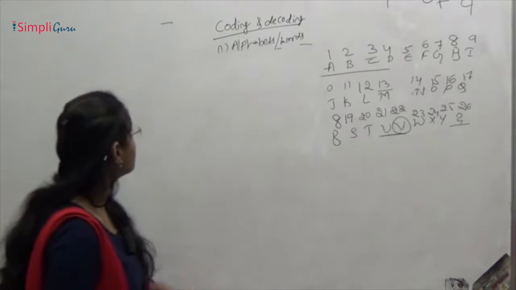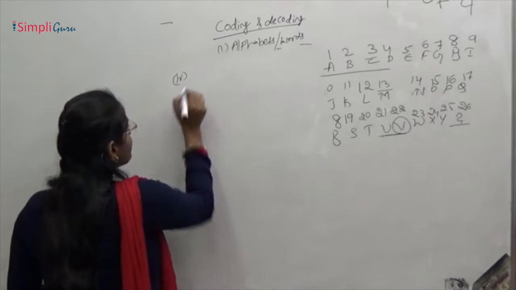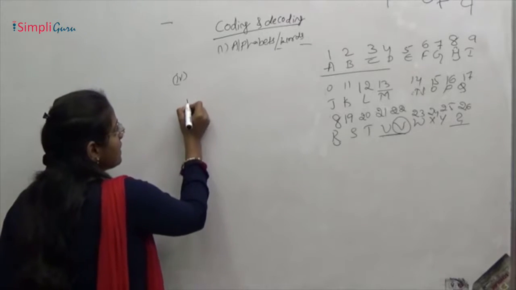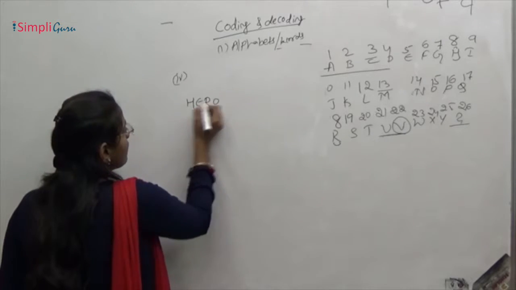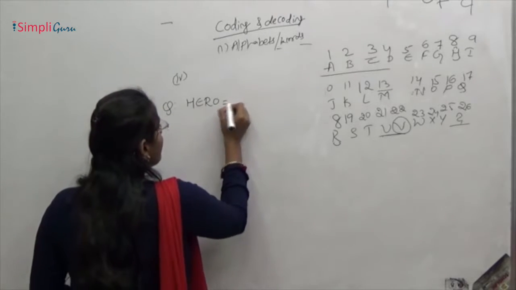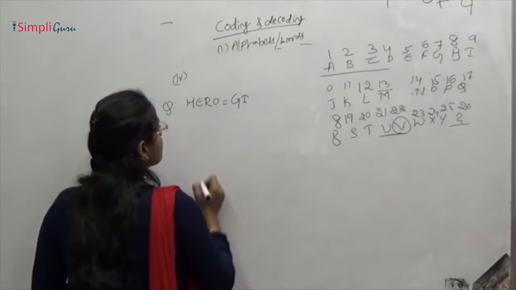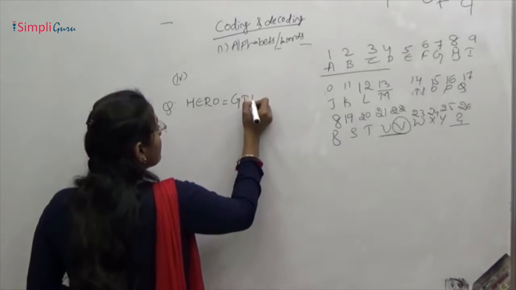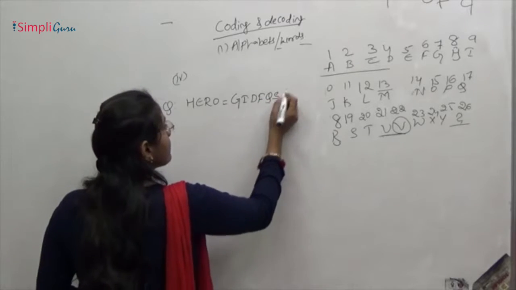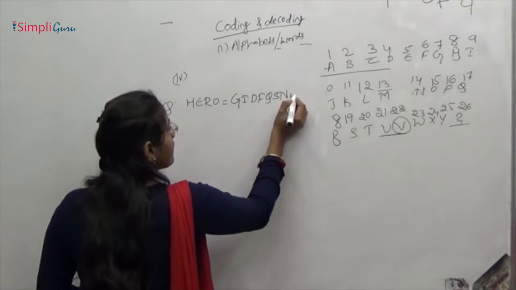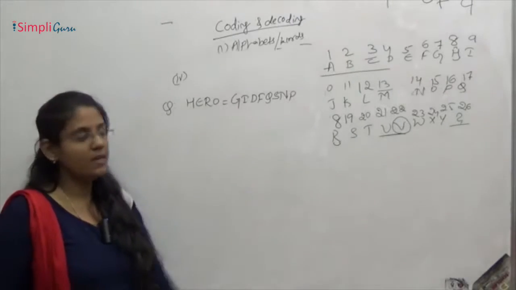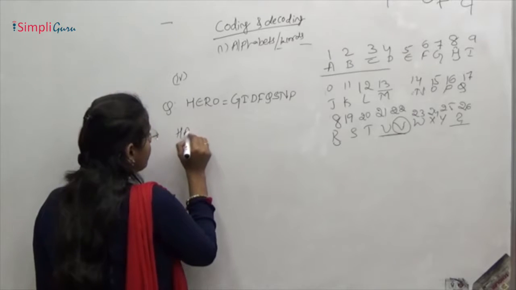Now we'll see two more kinds of questions. The fourth type of question: see the word Hero. Hero is coded as GHDFQSNP. I am asking for Handsome.